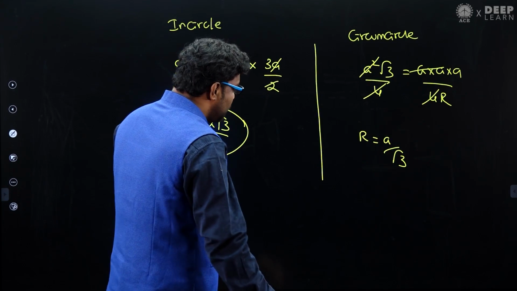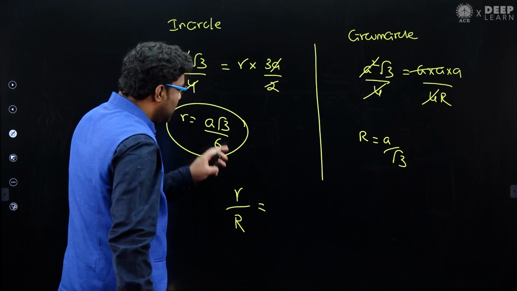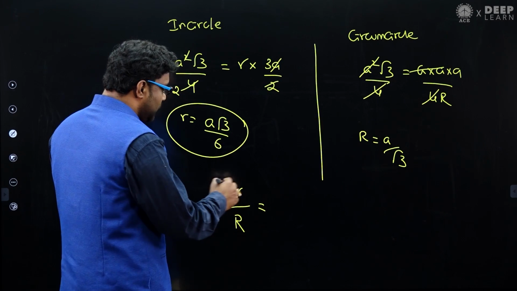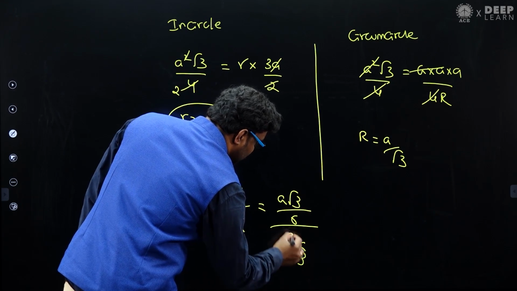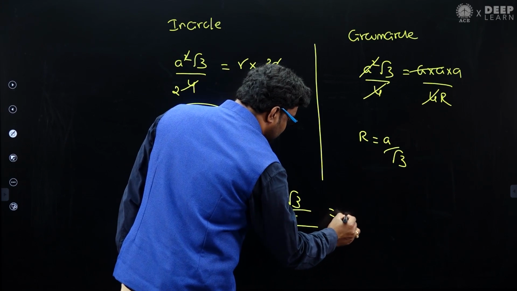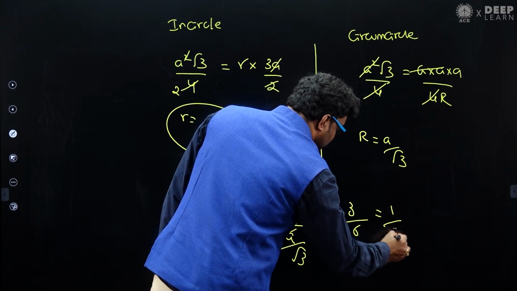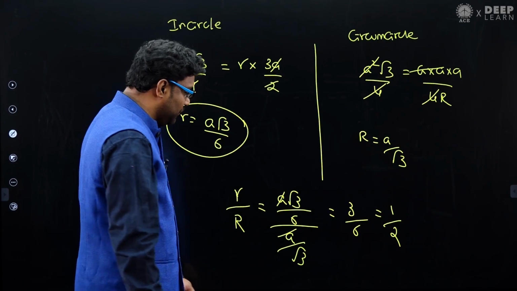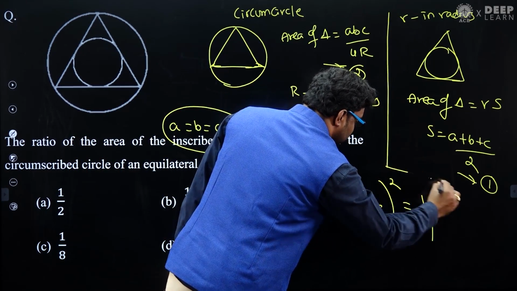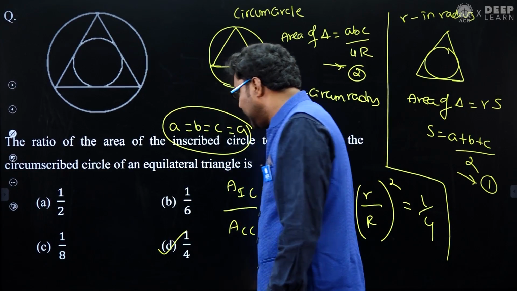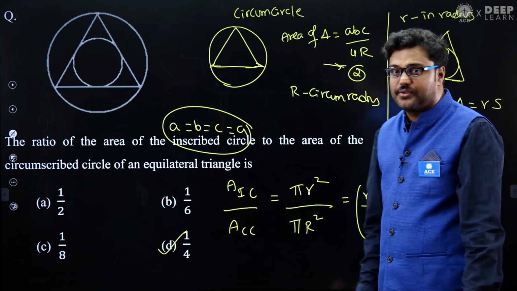As I mentioned, small r divided by capital R will decide the answer, the inradius with respect to the circumradius. A will get cancelled. This is A root 3 divided by 6, whereas this is A by root 3. Now A gets cancelled, the root 3 goes to the numerator, root 3 into root 3 becomes 3. 3 divided by 6 is nothing but 1 by 2. So small r divided by capital R is 1 by 2. So the area will become 1 by 4, since 1 by 2 whole square becomes 1 by 4, my dear friends. So we can say option D is correct. The area of the incircle with respect to the area of the circumcircle is 1:4.